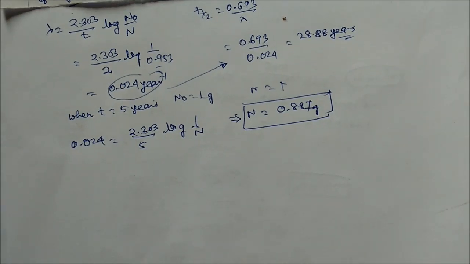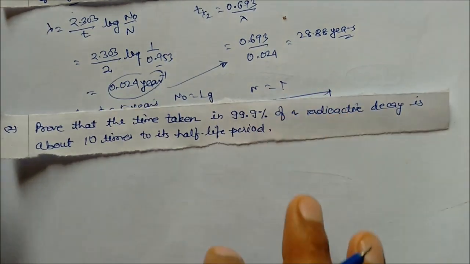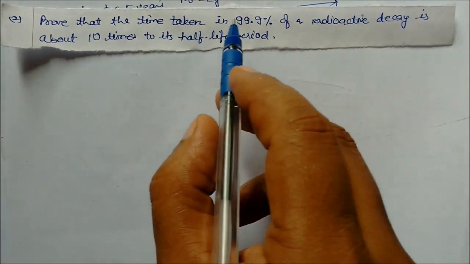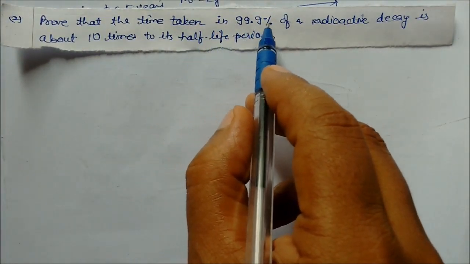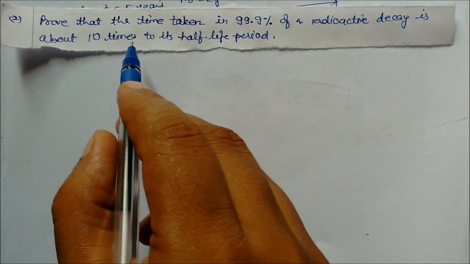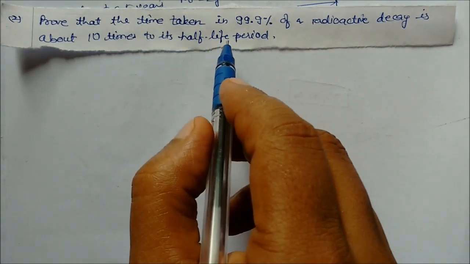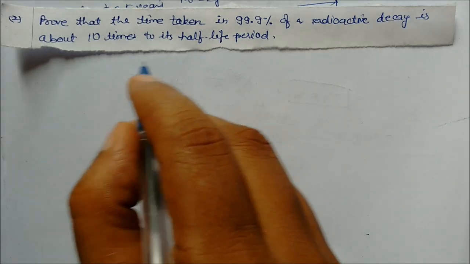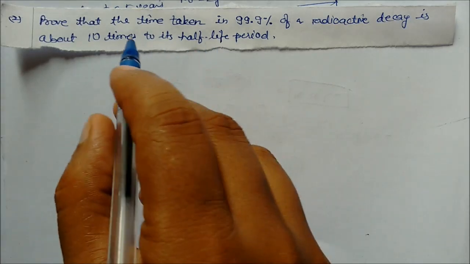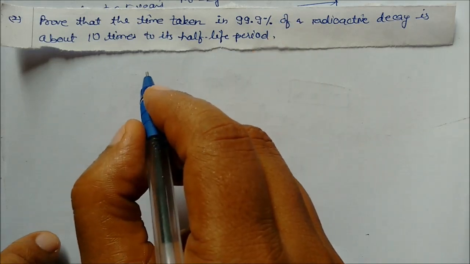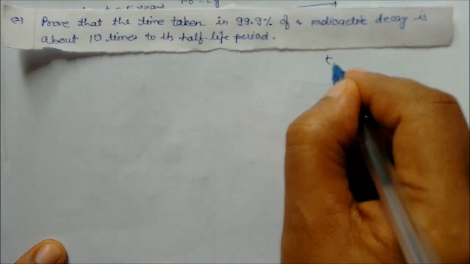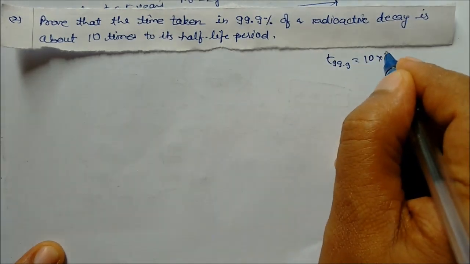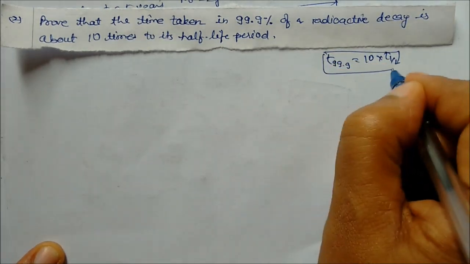So we can take another problem. Prove that the time taken for 99.9% of the radioactive decay is about 10 times its half-life period. So we have to prove that. It should be 10 times the half-life. That means they're asking T of 99.9 is equal to 10 times the half-life. So this we need to prove.